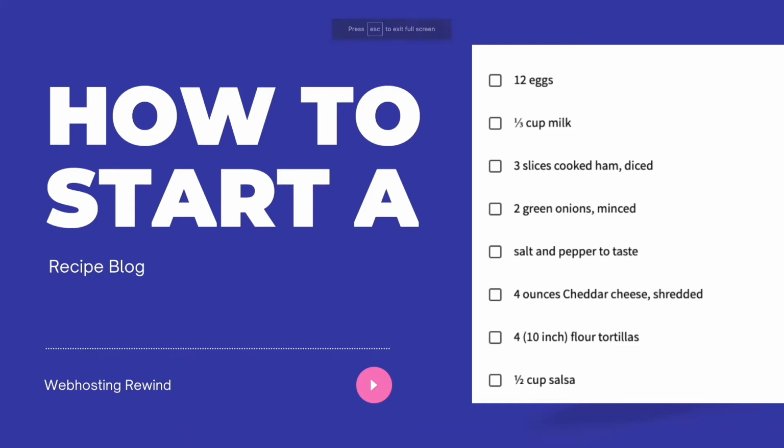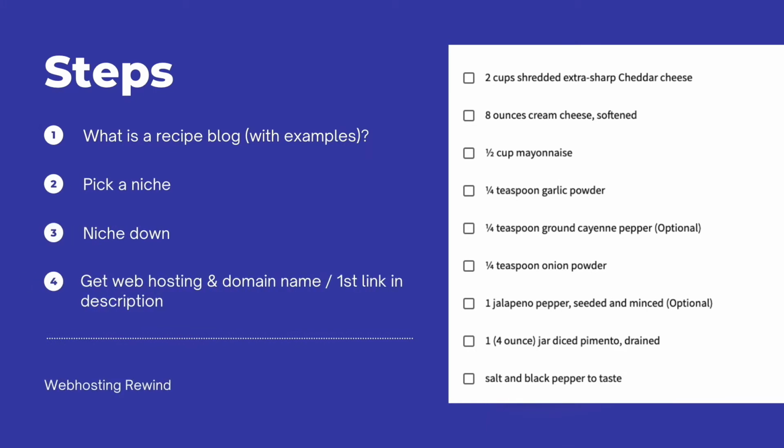Today I'm going to show you step by step how to start a recipe blog. So basically what we're going to do today is define what a recipe blog is with a few examples. I'm going to show you and tell you why you need to pick a niche and how to niche down. Next, we're going to get web hosting. I'm going to explain what web hosting is and why you need it as a website.